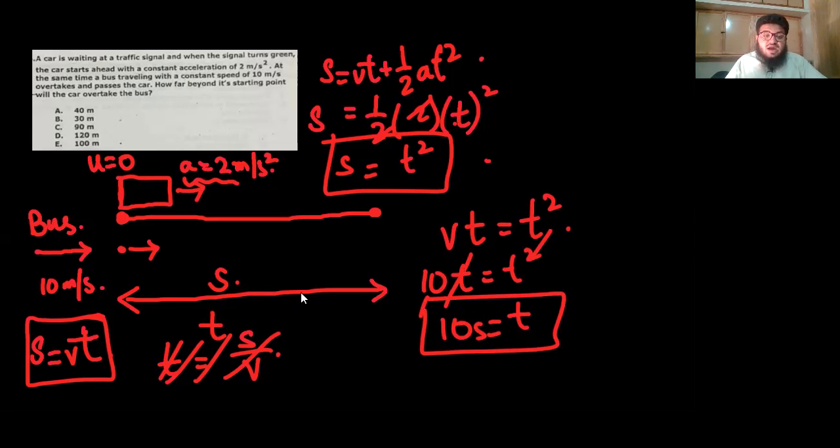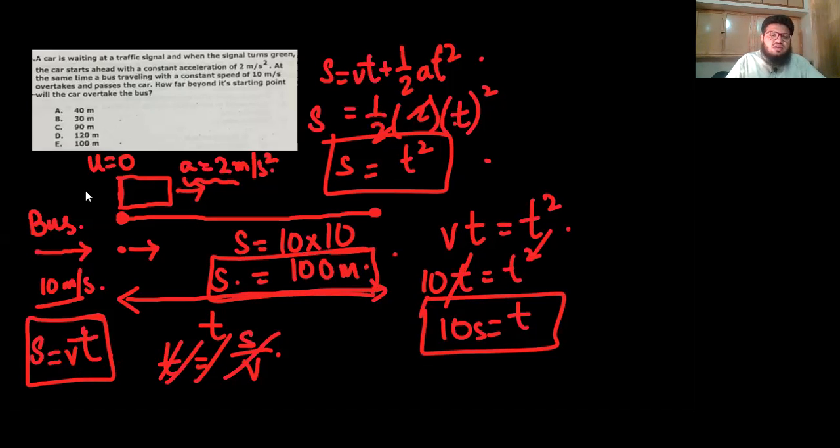Now if we have the time, use any of these two equations to calculate the distance. I'm going to use this equation. So s is equal to 10 multiplied by 10. vt here, the velocity is 10 and time is also 10, so it's going to become 100 meters. So that's your distance. 100 meters is your answer. That's the distance when the car will overtake the bus again.